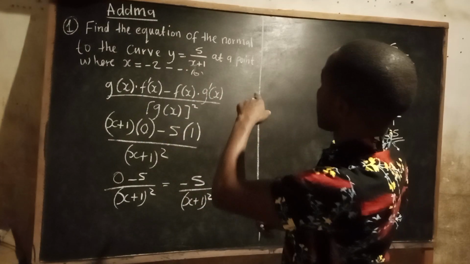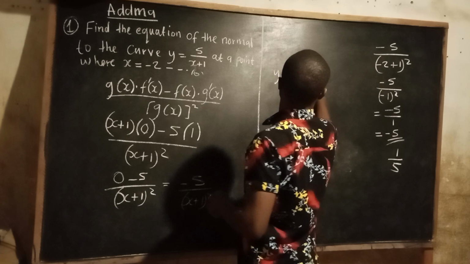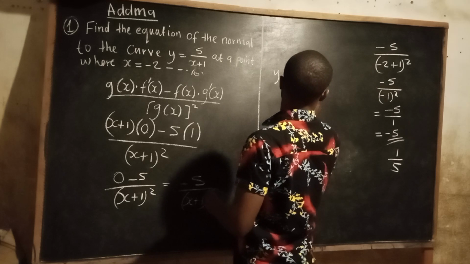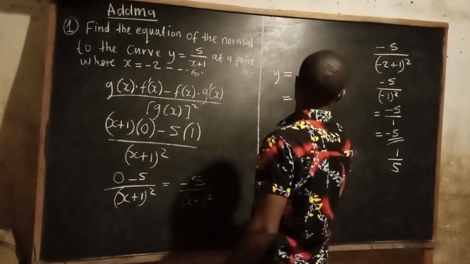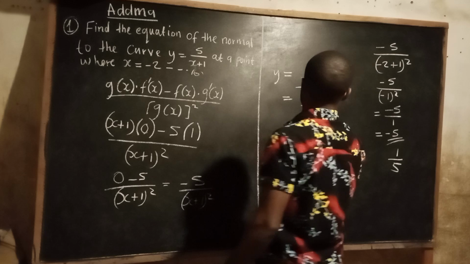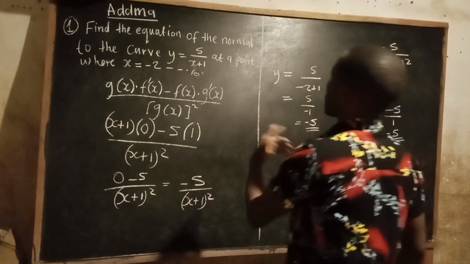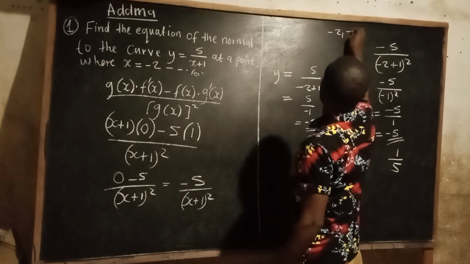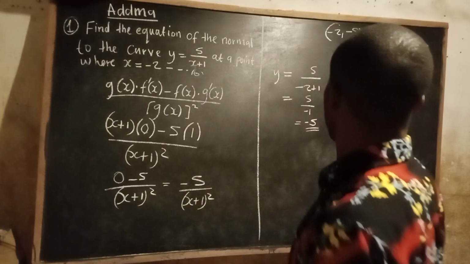Where there is the x, we get y. Okay, we get y equals 5 over, here we just put 2 plus 1. So 5 over, when we do this, this one is going to be negative 1. So our y is negative 5. Okay, so when x is equal to negative 2, y is negative 5. So this would be our coordinates: negative 2, negative 5. These are the ones that we are going to use when finding the equation of the norm.